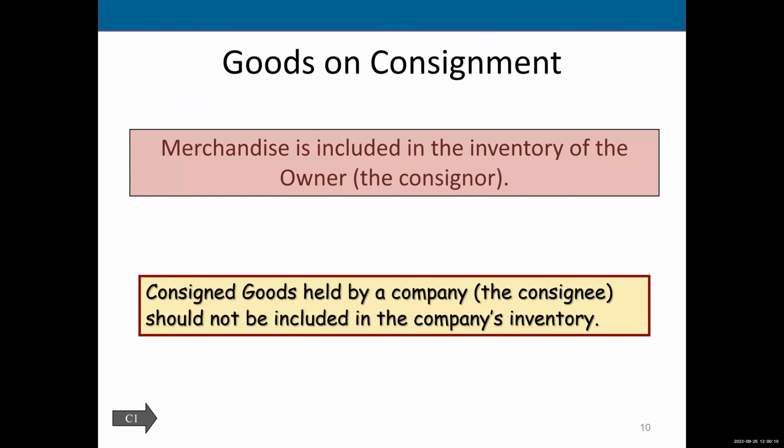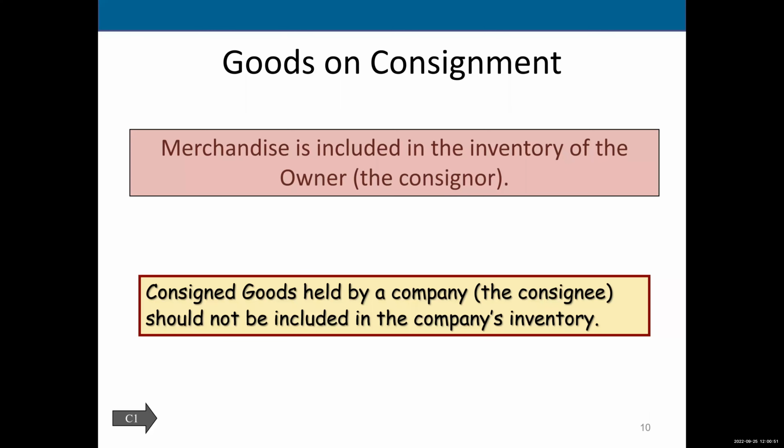The next concept is goods on consignment. Merchandise is included in the inventory of the owner, who we call the consignor. Let me give you an example. When I was 16 years old, I had a small organ speaker and I wanted to upgrade. So I wanted to sell that organ speaker. At age 16, I had no idea how to do that. So I went down to Soundstage, and that used to be on Blackstone. And I said, could you sell this organ speaker for me on consignment?